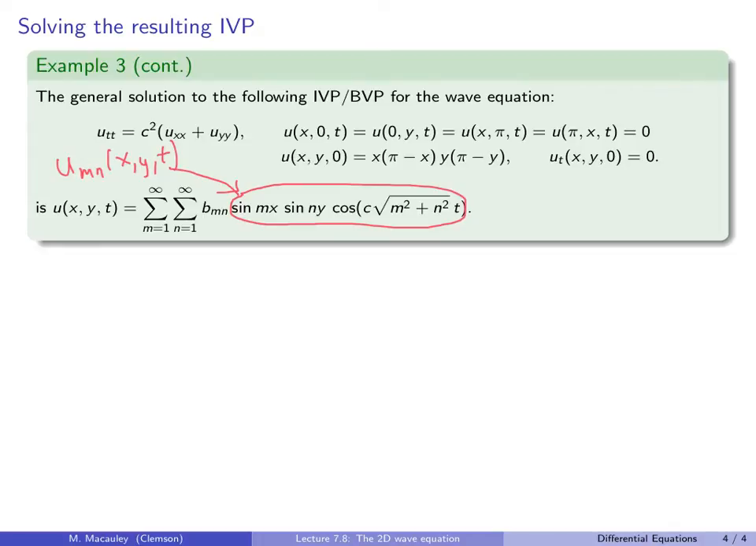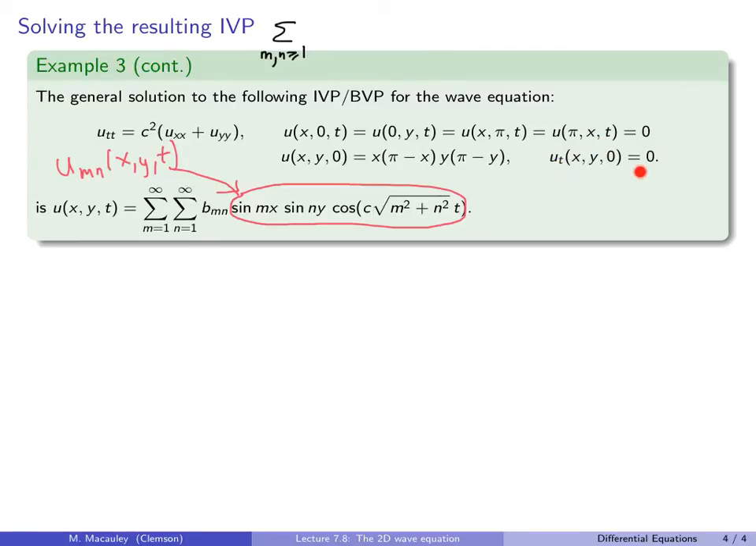So this double sum just means that we're summing over all m and all n. It doesn't matter if we write it like this or as a single sum. Remember what we did before, we wrote it as a single sum saying m and n are greater than or equal to 1. It's just a notational difference. So this general solution represents these 4 boundary conditions and this initial condition.